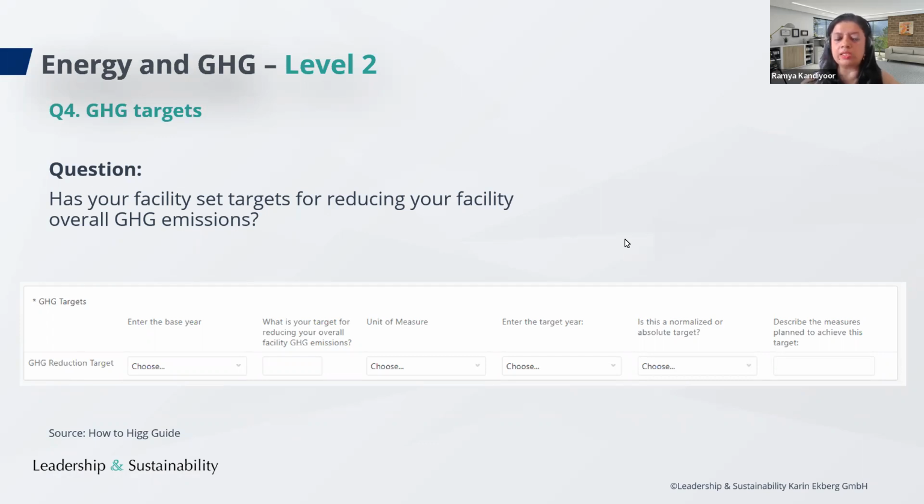In your Higg FEM module, you can see what the GHG emissions are for a particular year. So you could be tracking them through the module, or through your own calculations. You would be required to enter the base year here. What is the target for reducing your overall facility's GHG emissions? What is the unit of measure? Enter the target year. Again, you will have to report whether it is normalized or absolute, and also describe the measures by which you would be achieving this target.